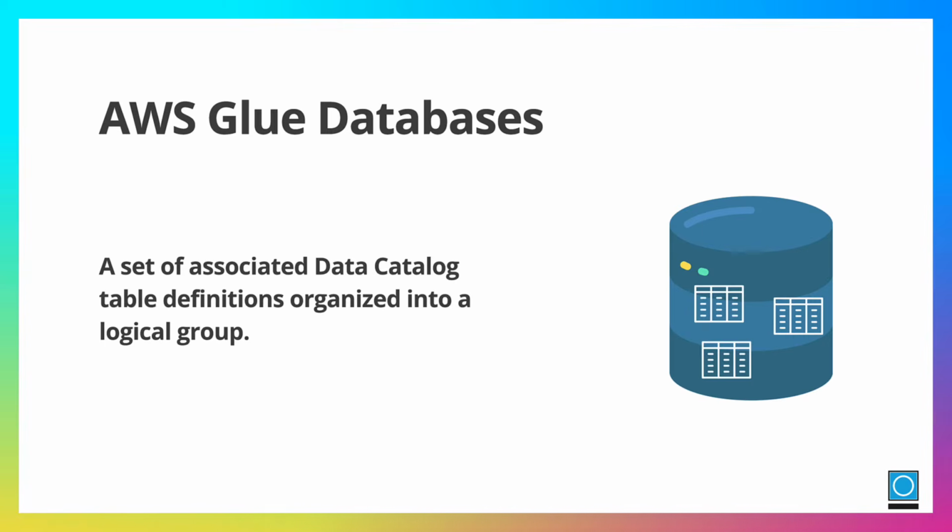AWS Glue Databases. So a database is a set of associated data catalog table definitions organized into a local group. So what I've done here in this little graphic is draw a database and then put some tables inside it. So this is where we name something and then associate the tables to it. The way you would do it normally in an RDBMS database, for example. We'll jump onto the console in just a second and we can look at actually setting up a database, and we'll do tables as well, but we'll actually look at how this works in action.